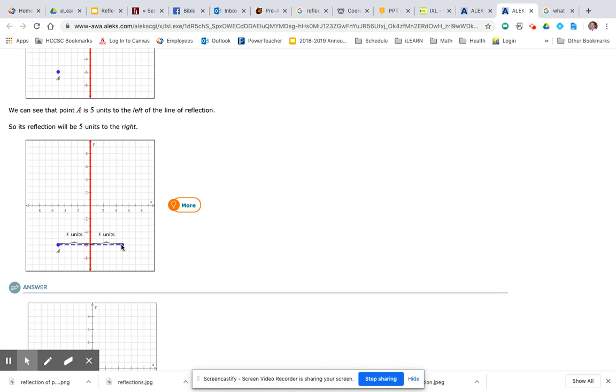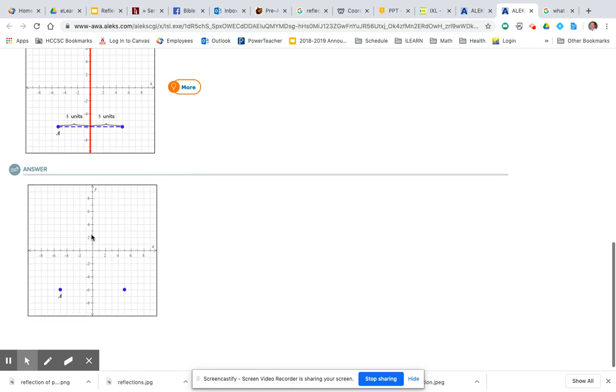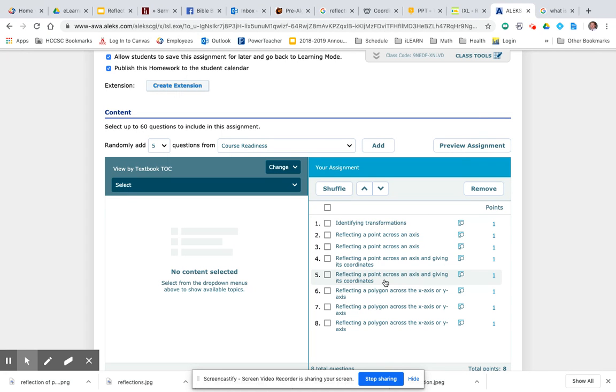So I think that's one of the easiest ways to tell how far to move the image: you count the number of spaces from the axis. And so the new coordinate would be at 5, let's see, -6. Now on this point, you don't have to name it, you just have to put it in the right spot. So you're going to have a couple problems like that. And then let's look at this problem here.